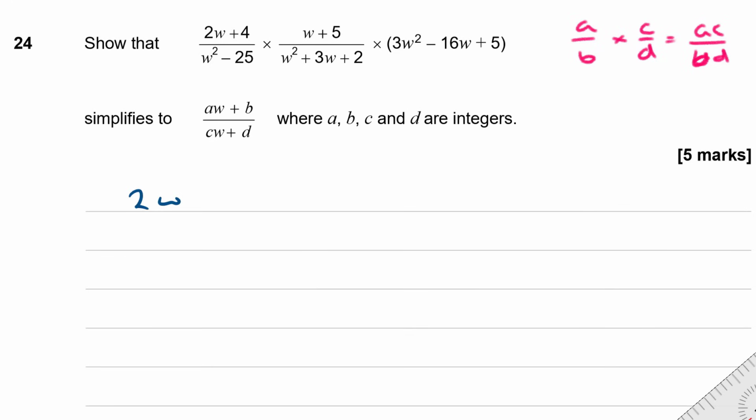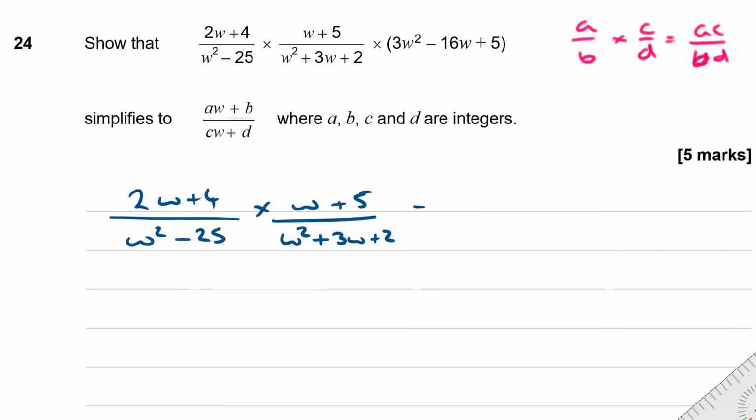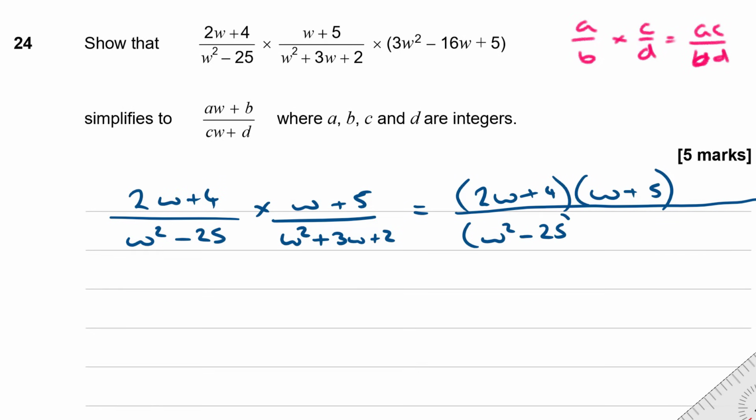Okay, so let's start with 2w plus 4 over w squared minus 25 times w plus 5 over w squared plus 3w plus 2, and that's going to equal something all over 1 divisor. So 2w plus 4 times w plus 5 over w squared minus 25 times w squared plus 3w plus 2. Now, can we cancel anything here? Just having a look at what's on the bottom, we've got 2 quadratics.